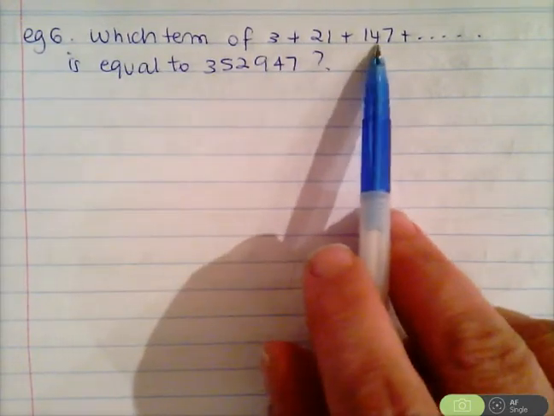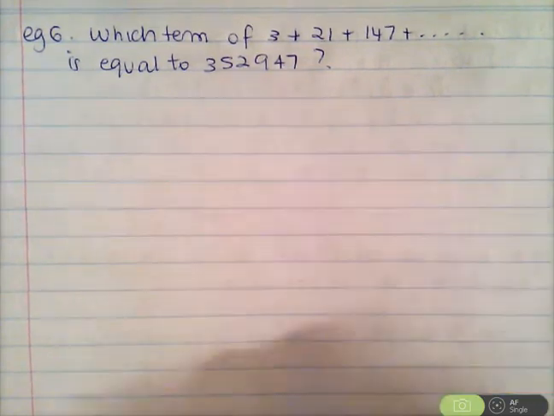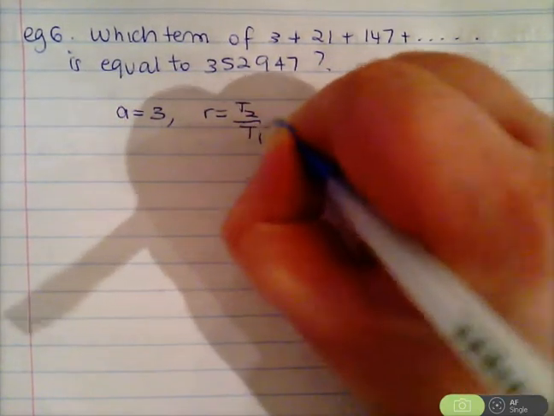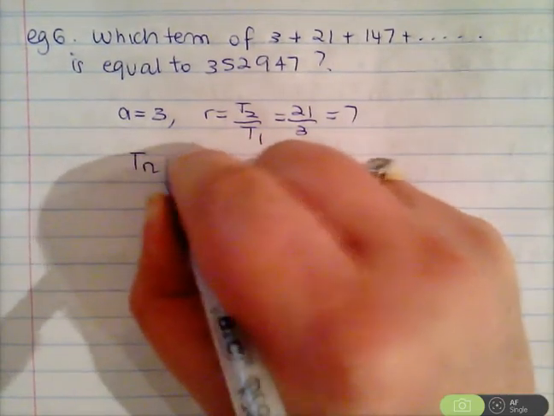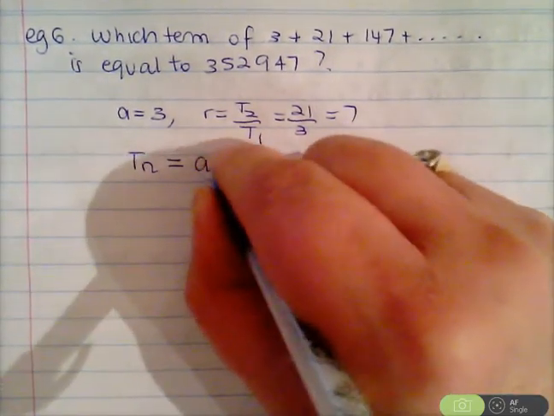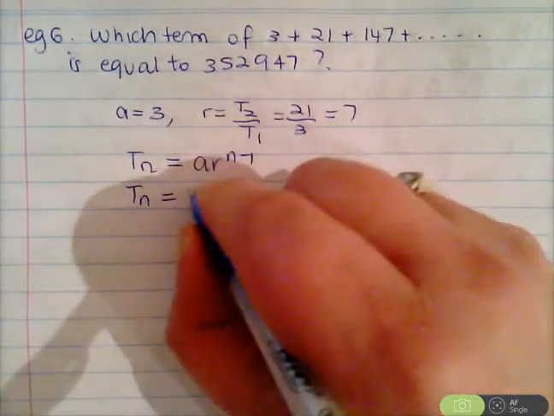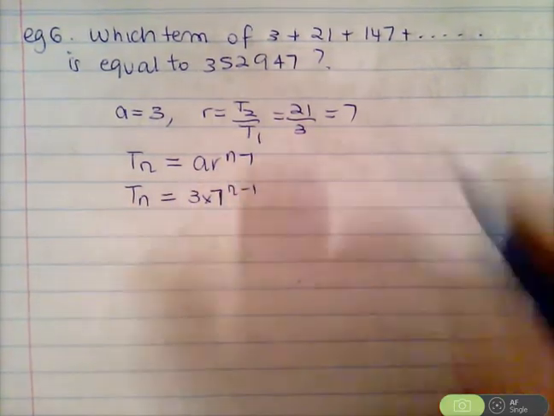For which term of this series, 3 plus 21 plus 147 plus ..., is the term equal to 352,947? So we know that a, the first term, is 3. r is T2 divided by T1, which is 21 divided by 3, which is 7. So therefore Tn, the nth term, is ar to the n minus 1, which is 3 times 7 to the power of n minus 1.